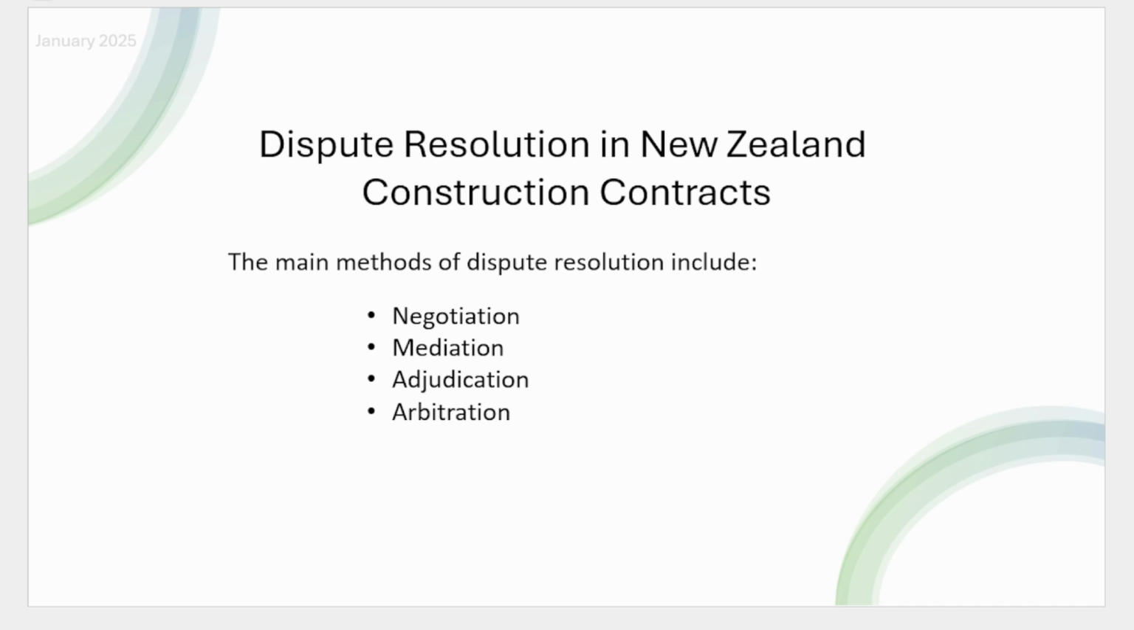Adjudication. Under the Construction Contracts Act 2002, adjudication is a fast-track process for resolving disputes related to payment claims. The process allows parties to get a binding decision from an independent adjudicator quickly, without the need for lengthy court proceedings. It is often used when there are disputes over progress payments, variations, and other contract-related issues.